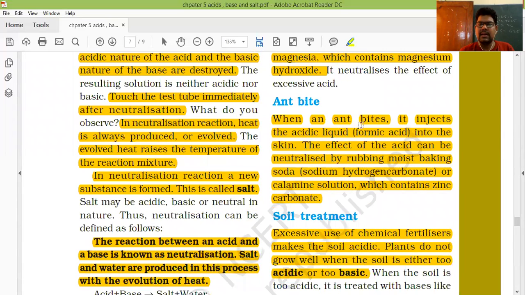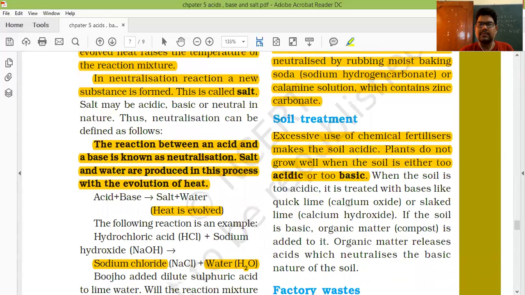Ant bite. When an ant bites, it injects an acidic liquid, formic acid, into the skin. The effect of the acid can be neutralized by rubbing moist baking soda, sodium hydrogen carbonate, or calamine solution, which contains zinc carbonate.